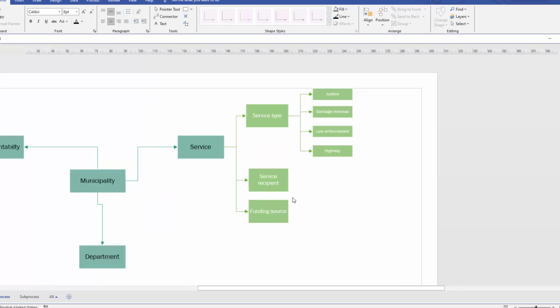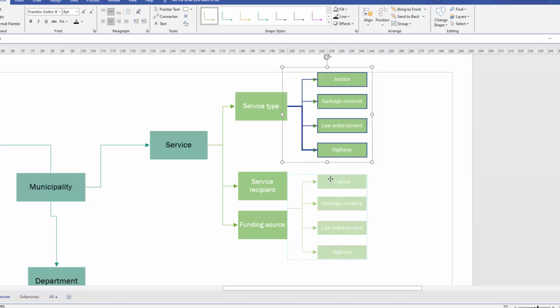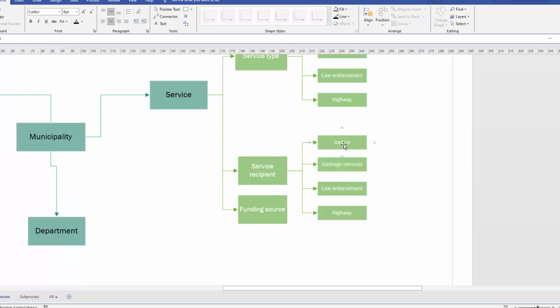So there are different service recipients in municipality. So let me just copy this over. Let's think about the main service recipients. So this would be the residents of the city. This would be local businesses. It could be some kind of non-profit institutions.